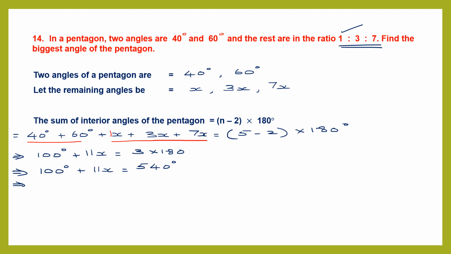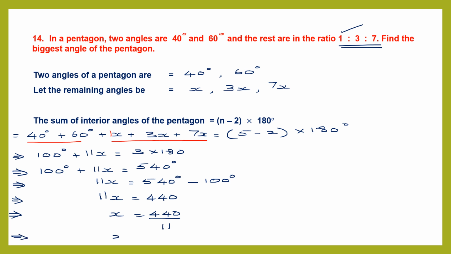Now let's find the value of 11x. 11x is equal to 540 degrees minus 100 degrees because we are transposing this 100 to this side. So now what do we have? We have 11x is equal to 540 minus 100 is 440. Now let's find the value of x. X is equal to 440 divided by 11. So x is equal to 440 divided by 11 is 40. So we have found the value of x.